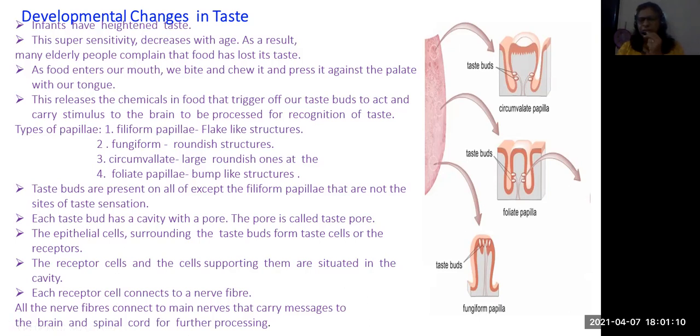Fungiform, that is what? Like round taste buds. Circumvallate, large round shape. Can you see? These are the large round shape. Here these are the small, but here these are the large round shape. And foliate papillae, bump-like structures. See this bump, round, the swollen parts like that. So there are different shapes, different locations, and different functions.